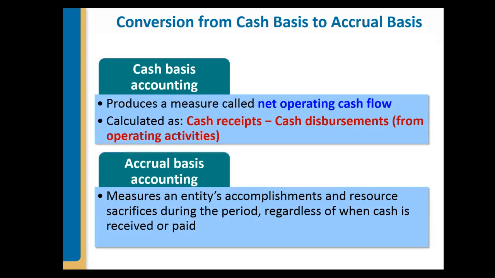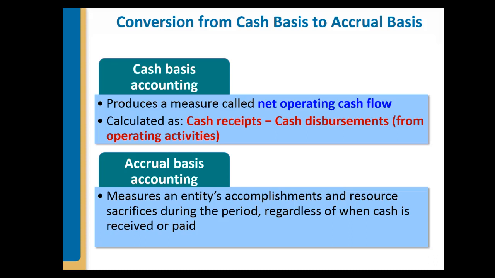Cash basis accounting produces a measure that we call net operating cash flows. So this is the difference between cash receipts and cash disbursements during a reporting period from transactions related to providing goods and services to customers. Now, on the other hand, the accrual accounting model measures an entity's accomplishments and resource sacrifices during the period, regardless of when cash is received or paid.